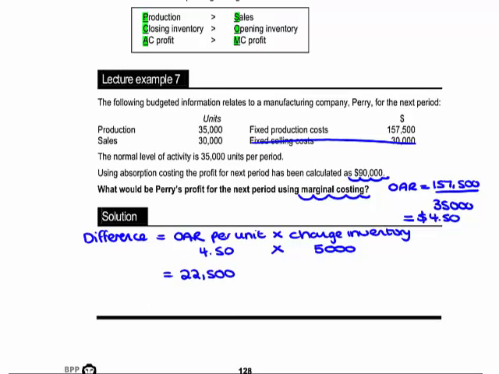What we have to decide now then is whether marginal costing profit or absorption costing profit will be higher. So here production is 35,000 and sales are 30,000. So production is 35, which is greater than sales of 30. So that means that closing inventory is going to be higher than opening inventory, which means that absorption costing profit will be higher than marginal costing profit. So the marginal costing profit will be 90,000 minus 22,500, the difference in inventory. That's 67,500.